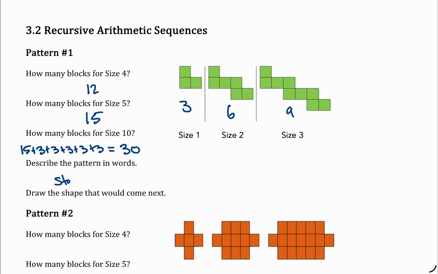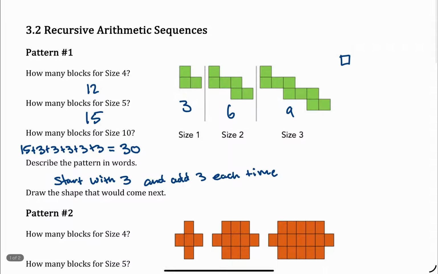Okay, now describe the pattern in words. Well, I start with 3 blocks, and I add 3 each time. There we go. Now we need to draw the shape that would come next. So the shape that would come next is size 4, which we said there was 12 blocks. So let's draw this shape.